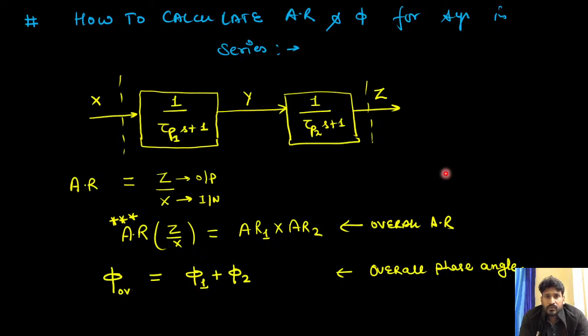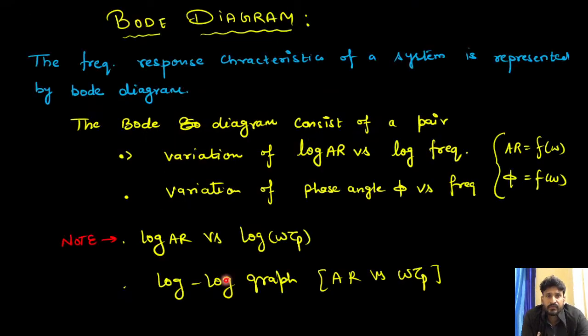So for the first order system, what is AR and phi, what is AR and phi for PI, for PID, anything I can calculate. But what if two systems are connected to each other in a series combination? Then this slide is very, very important, guys. The overall amplitude ratio is the multiplication of the individual ARs, and the phase angle is the addition of the individual phis. Right? This is how we can calculate the overall terms in terms of AR and phi.